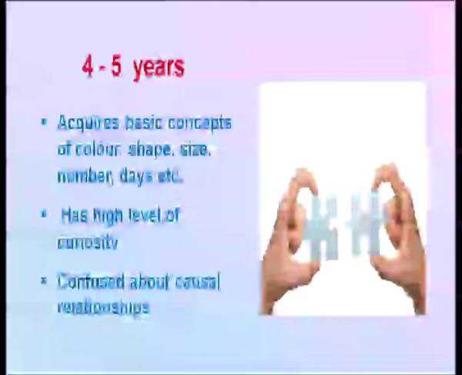And at this age, the child is confused about causal relationships. So this was all about the cognitive development of the child from 1 to 5 years of age. You must have seen the transition, how the child's cognitive development takes place from illogical thinking to logical thinking.